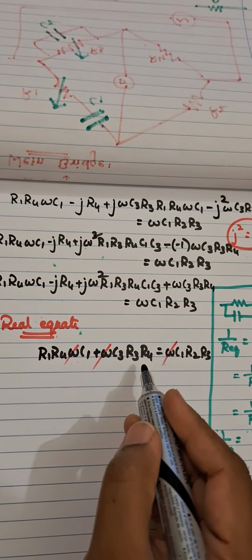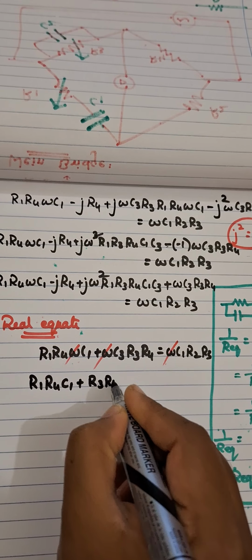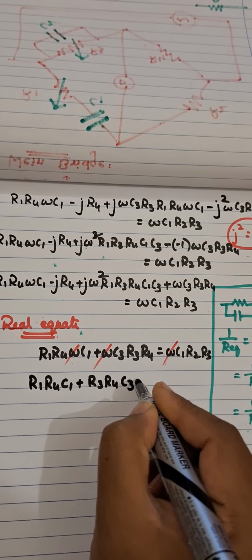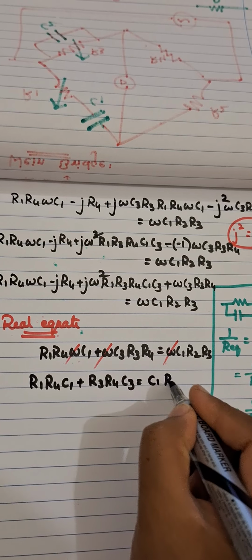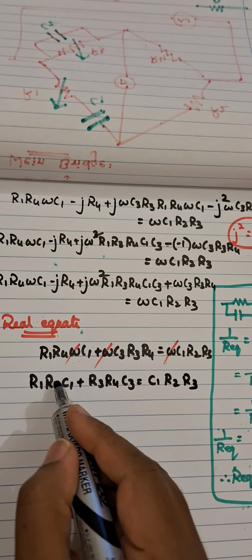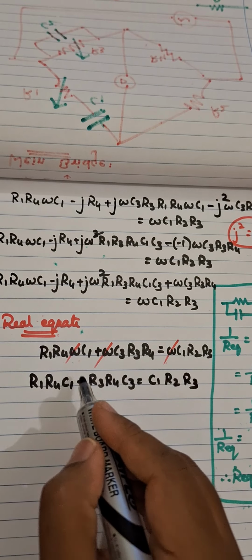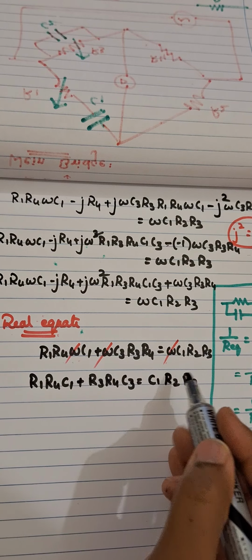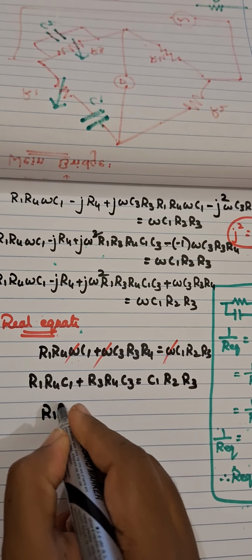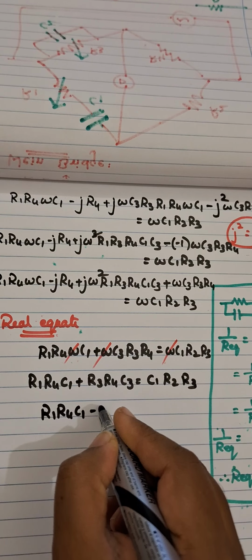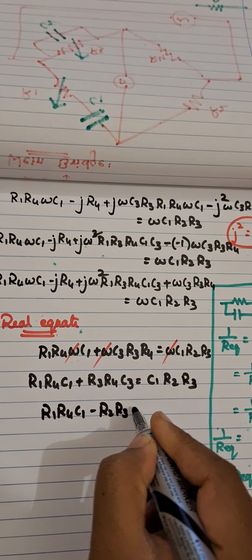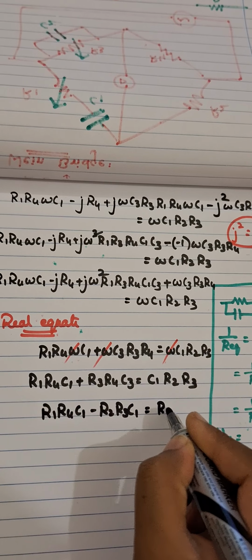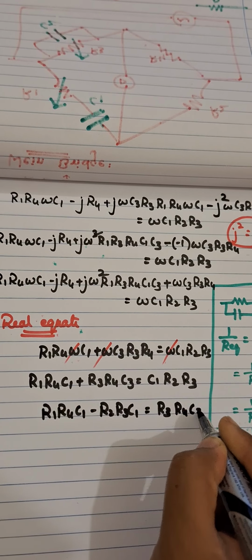So what is the equation we have? R1 R4 C1 plus R3 R4 C3 is equal to C1 R2 R3. C1 is here, C1 is here. So let me bring C1 this side and push C3 that side. This becomes R1 R4 C1 minus R2 R3 C1, which is equal to R3 R4 C3.